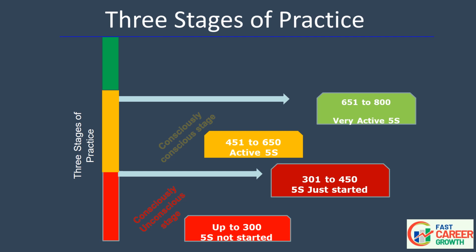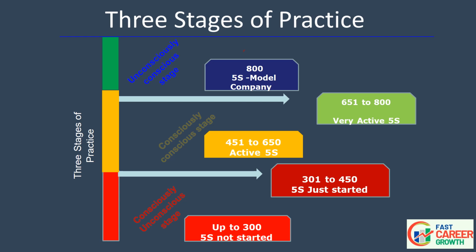If total audit score is above 800, it means your factory is a Model 5S factory, which is also known as the unconsciously conscious stage. This is the highest stage, indicating that the factory has not only implemented the 5S principles but has done so exceptionally well, achieving a model status.